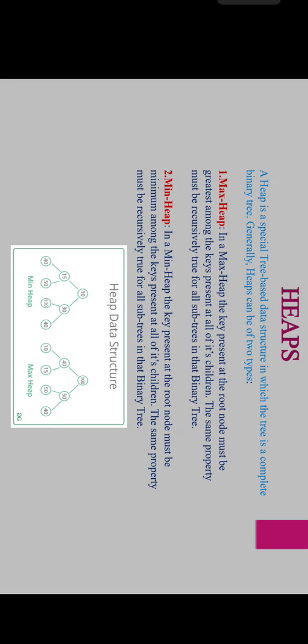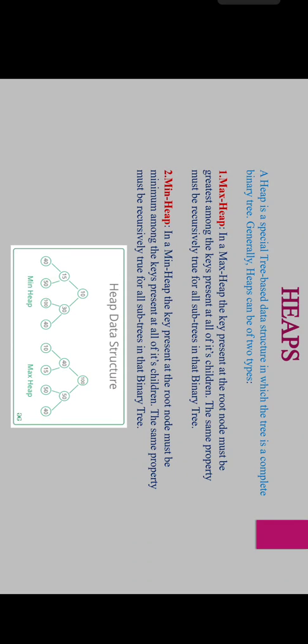A heap tree is a special tree-based data structure in which the tree is a complete binary tree. Generally, heaps can be of two types: max heap and min heap. So, max heap. In a max heap, the key present at the root node must be greatest among the keys present at all of its children.